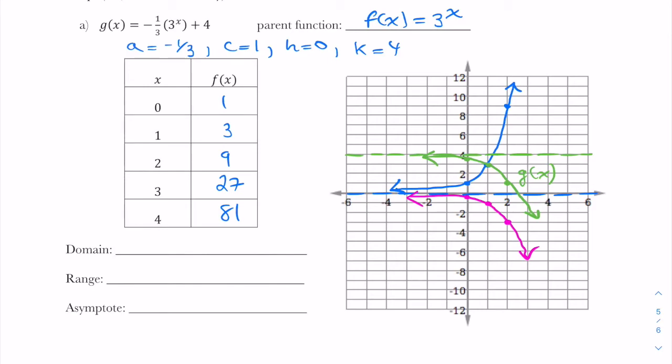All right, the domain of the transformation is again the set of real numbers. This will be true for any exponential function. The range is the set of real numbers that are less than positive 4. And finally, the horizontal asymptote is the line y equals 4.